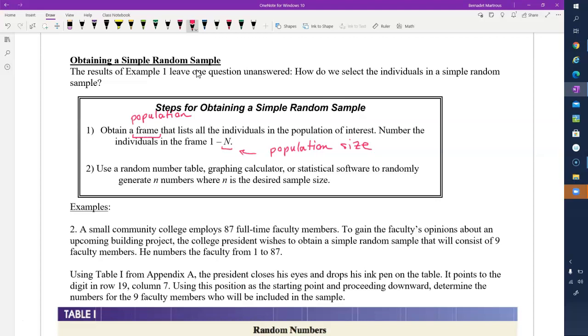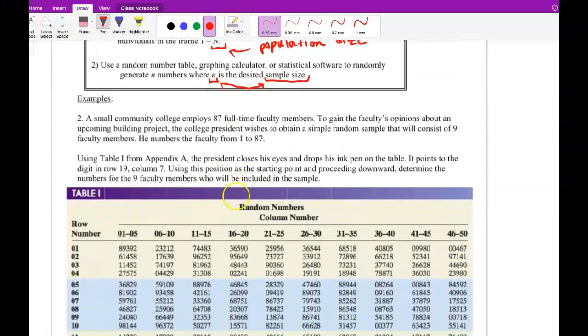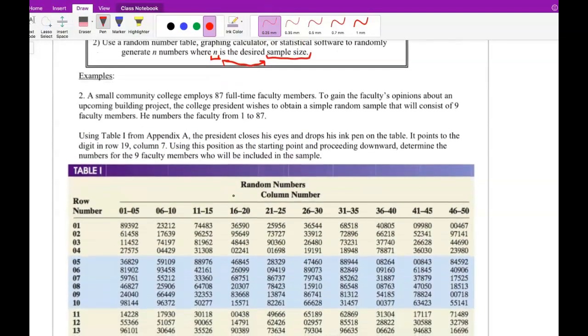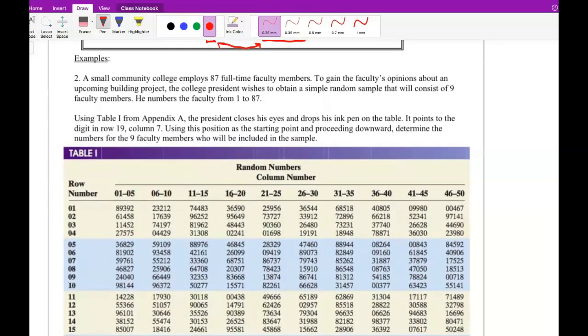And step 2, use a random number table. In this example, we are going to use this table to obtain a simple random sample. We have other methods too, like a graphing calculator or statistical software, to randomly generate n numbers, where n is our sample size. Okay, so let's work on this example showing how we can use this table to find our samples.